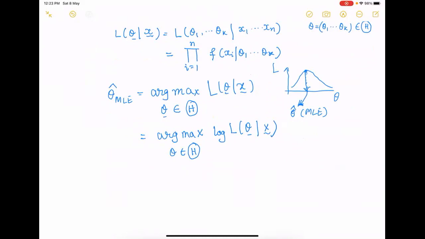Can anybody tell me why I want to work with the log of likelihood? We discussed it earlier, but in case you forget, do you remember? Sir, it converts the product into sum. That is true. And it is monotonic, so it preserves the property of L. Correct. One more problem it avoids, which is actually very important from a numerical point of view.